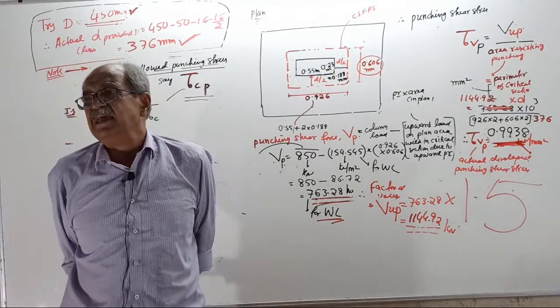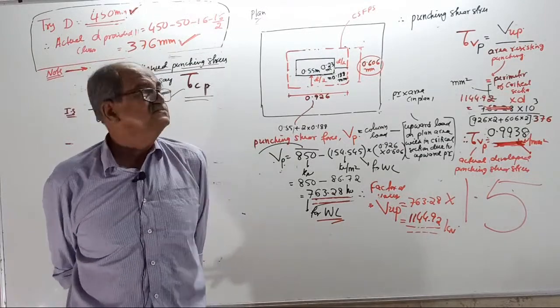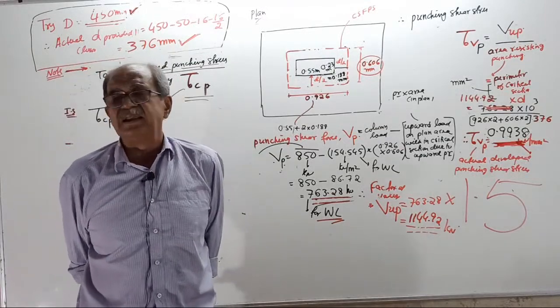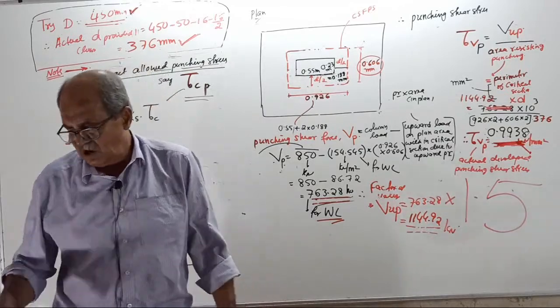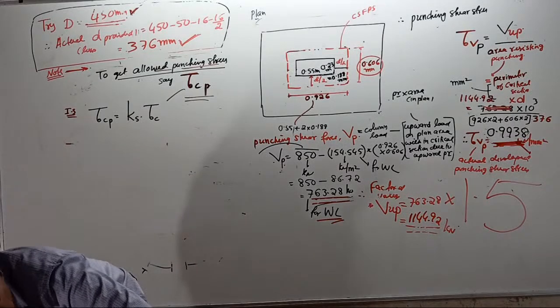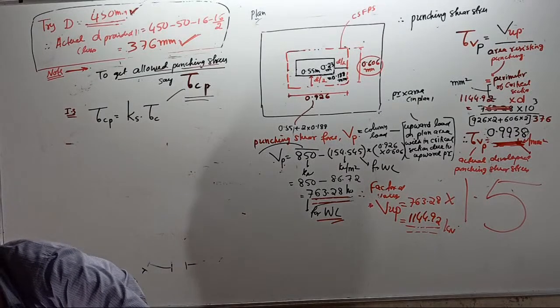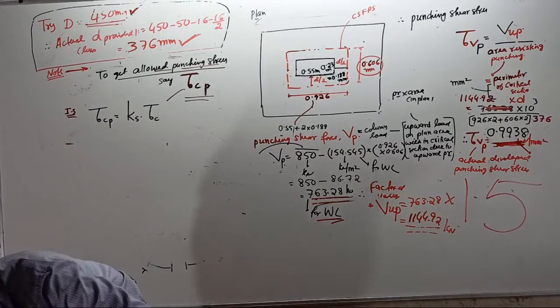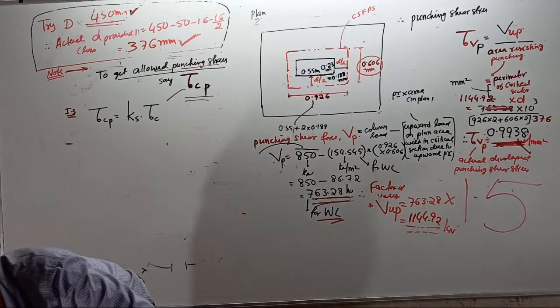You can see in the IS code, flat slab. In the flat slab chapter they are given. Sufficient? Can you search or not? Can you search yourself? Tell me. I am going to write the IS code provision to get allowed punching stress. You can search the IS code and write the page number.